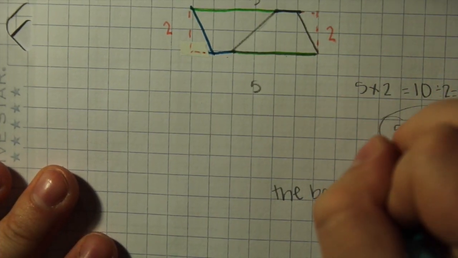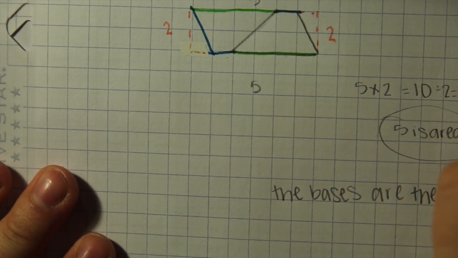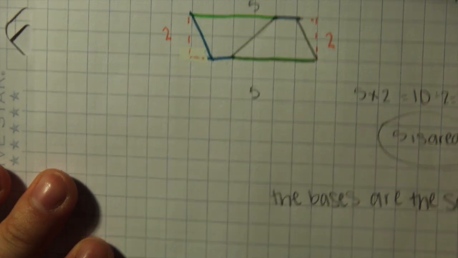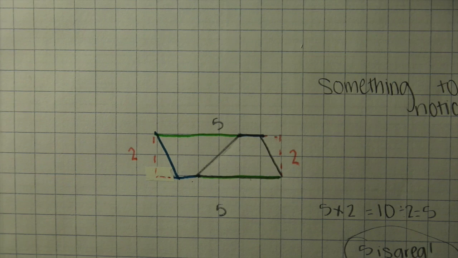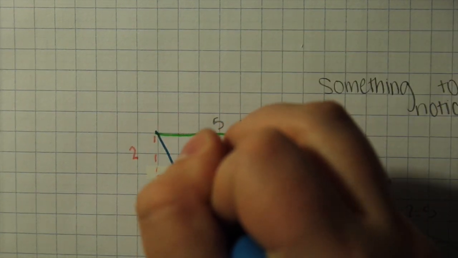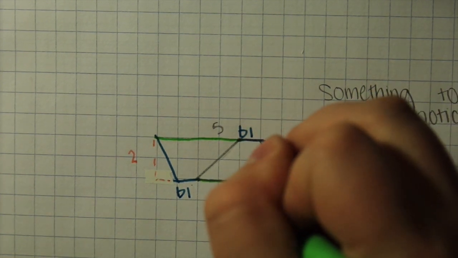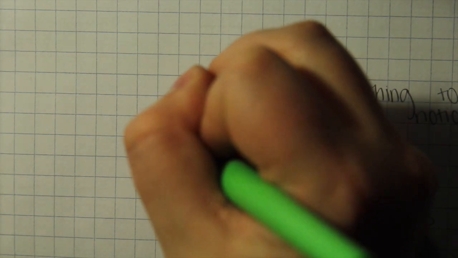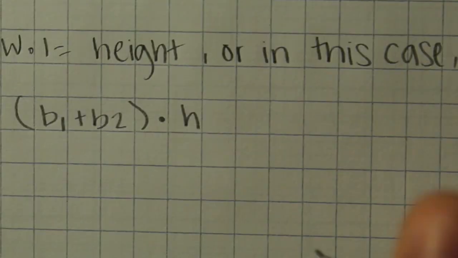Something I did notice, however, with this is since the base on the top being the blue and the base on the bottom being the green, we just added them together essentially by flipping it and multiplying it. So I just labeled the blue as base 1 and the green as base 2, and instead of it saying that it was just one base, the base really was base 1 plus base 2 times the height, all divided by 2 again.